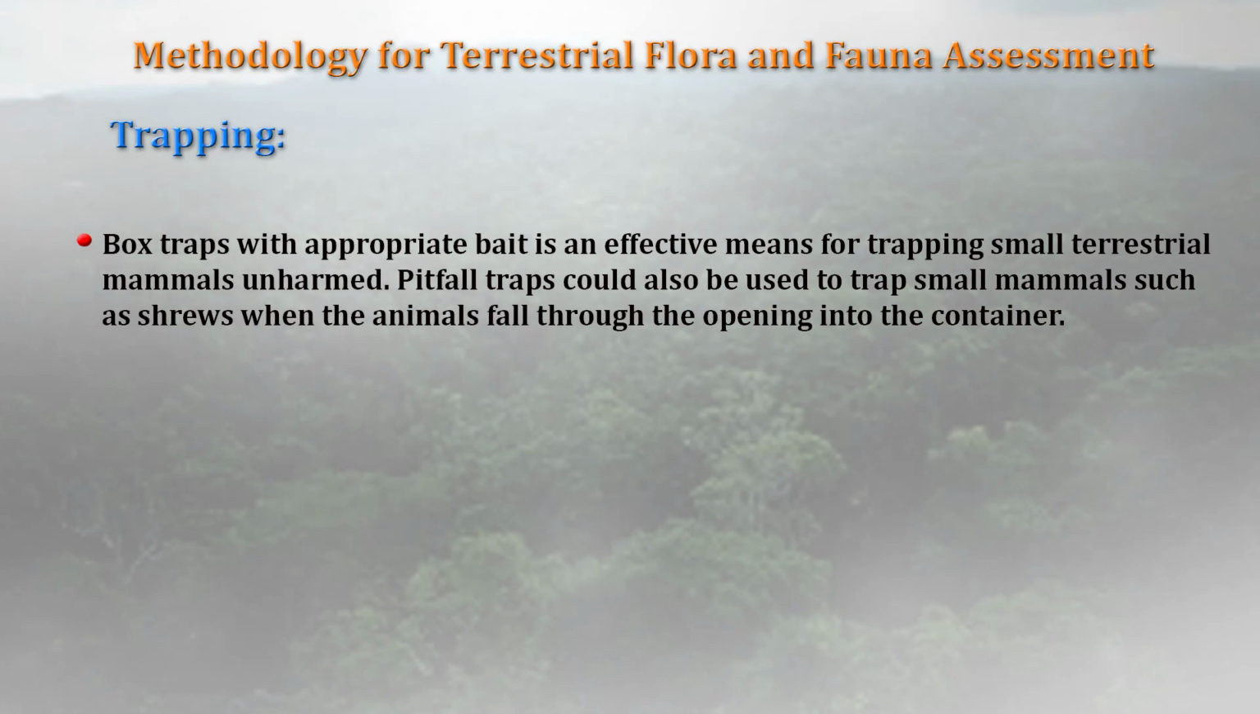Trapping. Box traps with appropriate bait are an effective means for trapping small terrestrial mammals so that they are unharmed. Pitfall traps can also be used to trap small mammals such as shrews when the animal falls through the opening into the container.